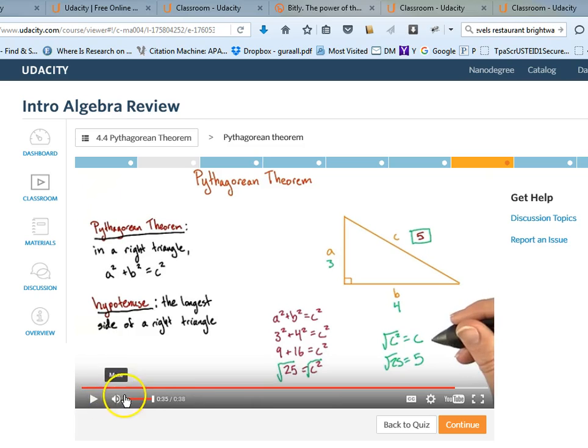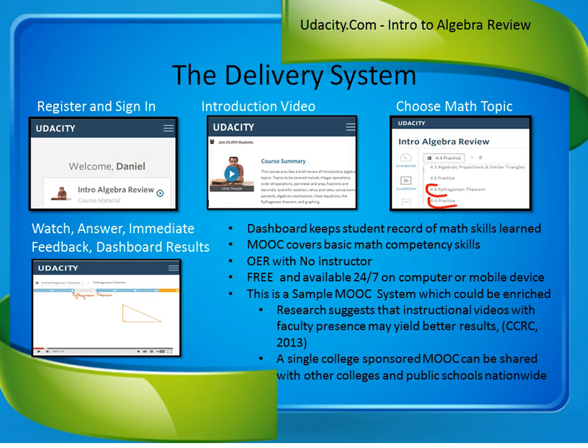Straightforward explanation. The student gets a chance to go back to a quiz, continue on. Again, we have the dashboard that shows what comes after Pythagorean theorem, which is finding the hypotenuse, which are additional examples. Let's go back to where we were before and do a quick review.